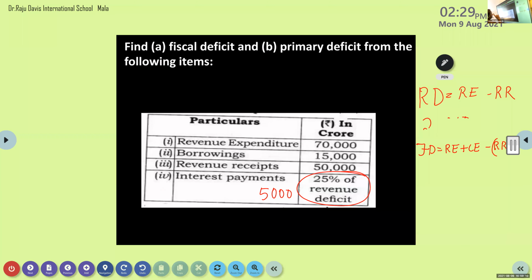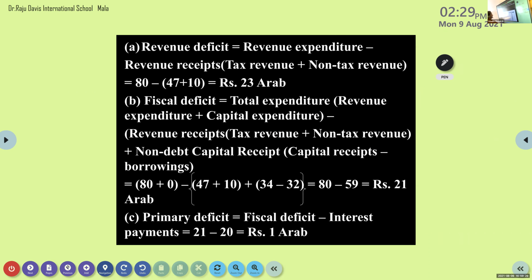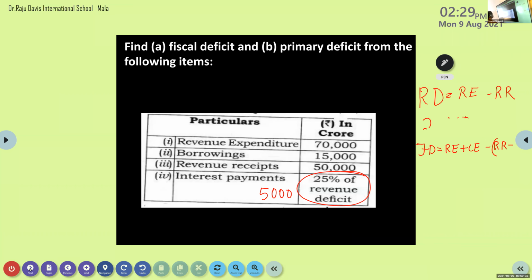Just one minute. You have one table with you in your textbook, right? Page number 71. Just take that. In that, just check fiscal deficit and borrowing. What speciality you found in that? We had one more option. FD means what? There is actually no need to find this way. What is the speciality you found in that particular table related to fiscal deficit and borrowings? Both are equal.